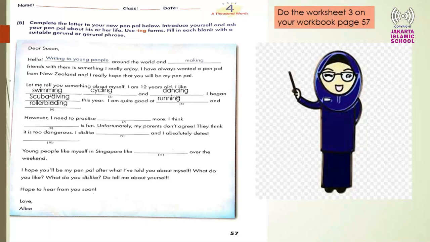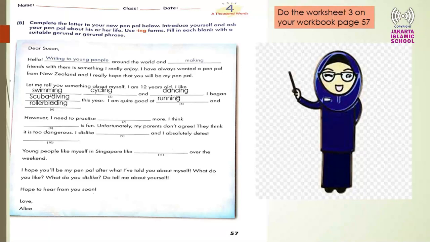Let's read the complete sentences in paragraph 1. Let me tell you something about myself. I'm 12 years old. I like swimming, cycling, and dancing. I began scuba diving this year. I'm quite good at running and rollerblading. Wow, those are very exciting hobbies.